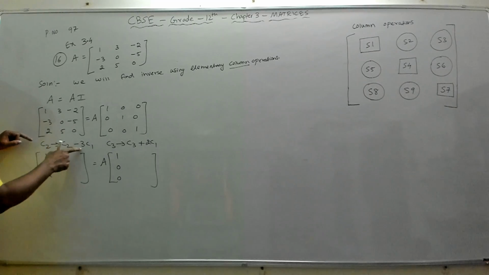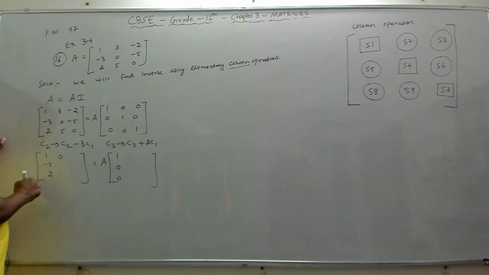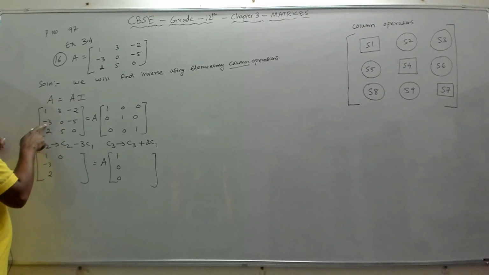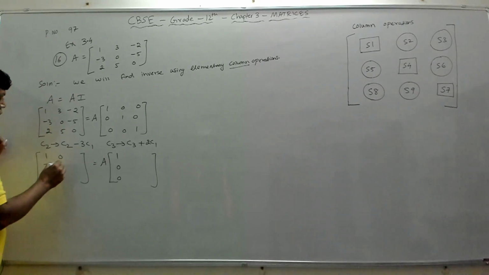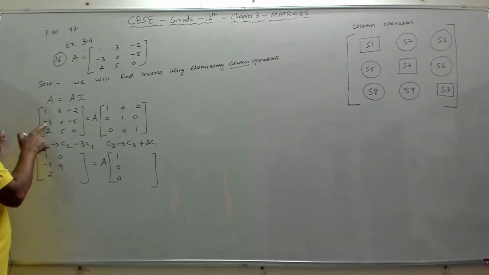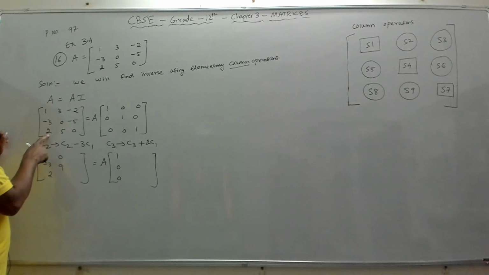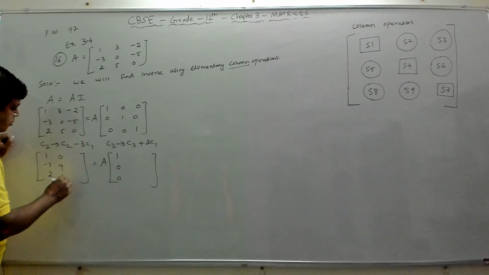C2 is C2 minus 3 times C1. So 3 minus 3 times 1 is 0. Now 0 minus 3 times 3. Minus 3 into C1 is 9. Now 5, which is C2. C2 minus 3 times C1. C1 is 2. So 5 minus 3 times 2 is minus 6. 5 minus 6 is minus 1.